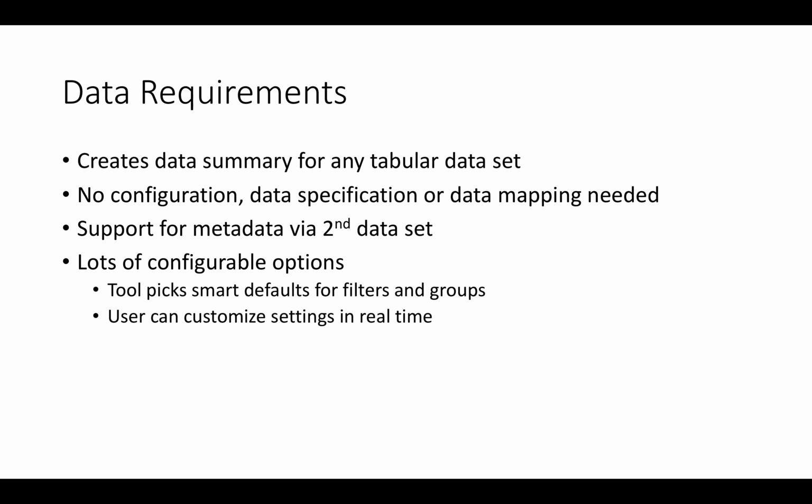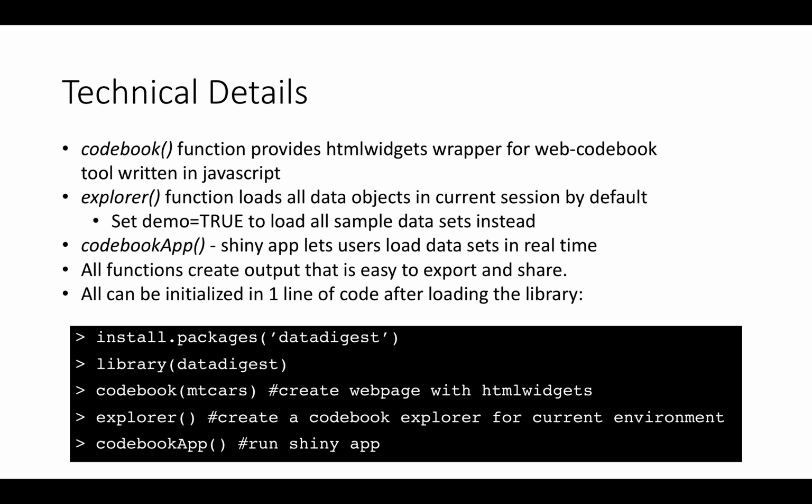Okay, this creates a data summary for any tabular data set. So just load in a data frame and you're good to go. No configuration is required in most cases. No data specification, no data mapping. Just load your data frame, run the tool. The metadata you can add via a second data set, and there's more documentation about that on GitHub. And there are lots of configurable options as well. In general, they're very optional, but they're there if you need them.